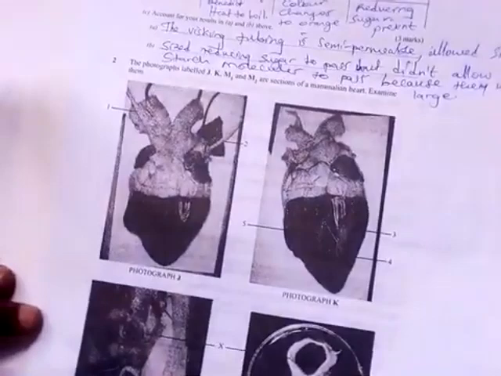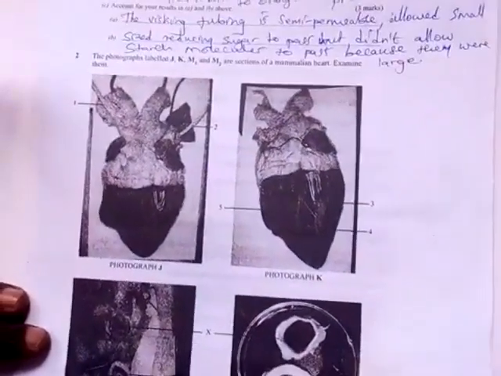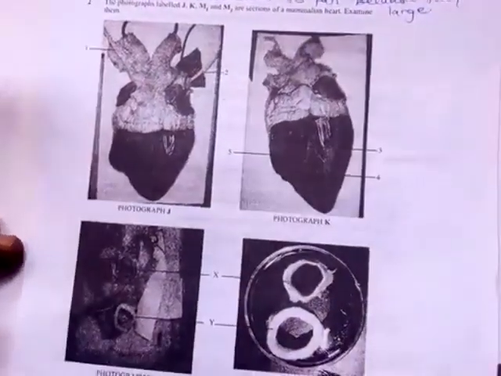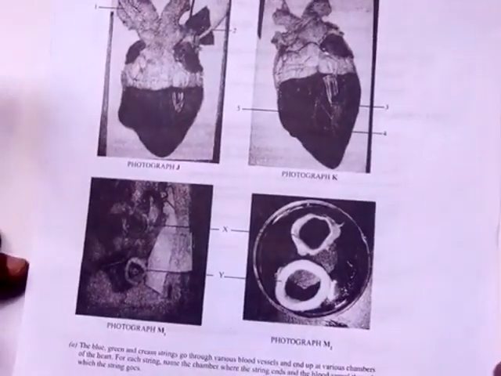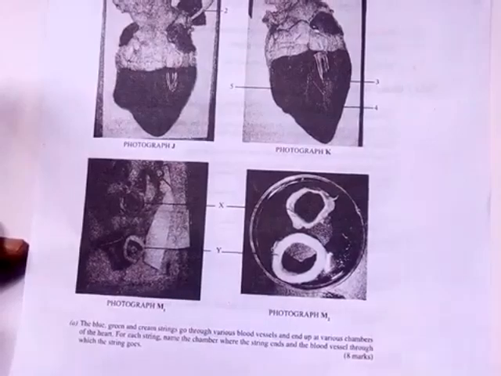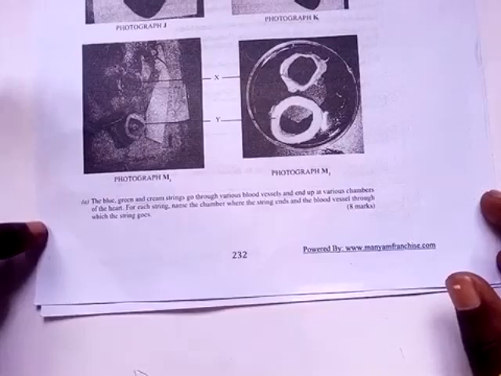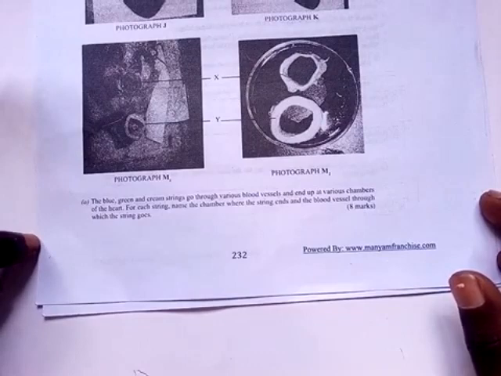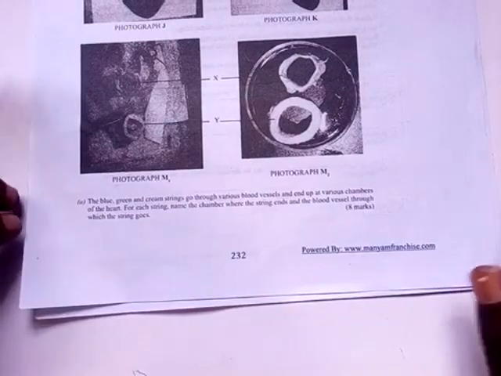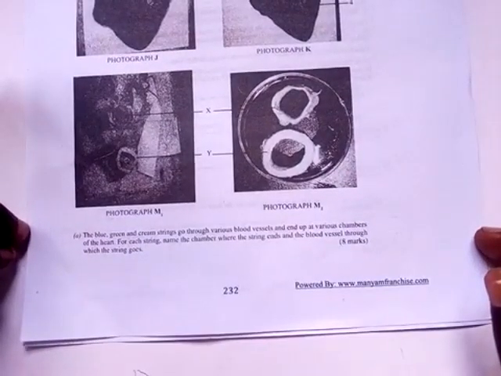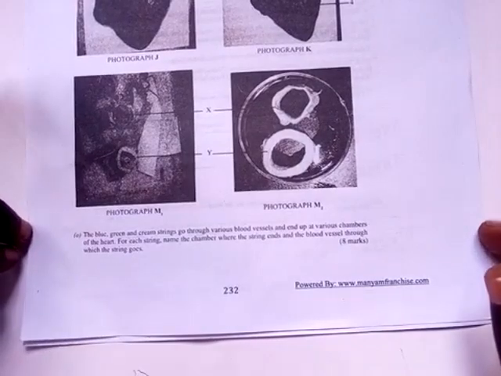That's all. Now question 2, photographs labeled J, K, M1 and M2 show sections of the mammalian heart. Examine them. So you can see these are the hearts, then you are seeing the blood vessels there, and then you are told in A, the blue, green and the cream strings go through various blood vessels and end up in various chambers of the heart. For each string, name the chamber where the string ends and the blood vessel through which the string goes.